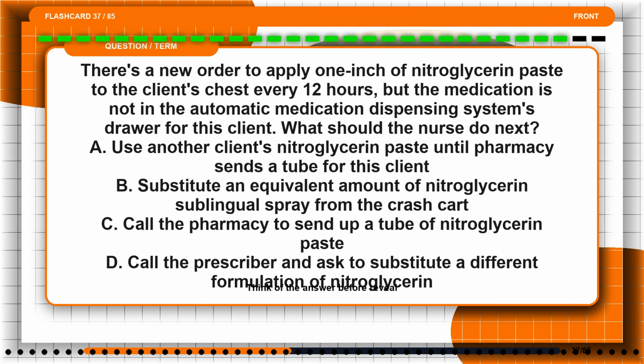Flashcard 37. There is a new order to apply 1 inch of nitroglycerin paste to the client's chest every 12 hours, but the medication is not in the automatic medication dispensing system's drawer for this client. What should the nurse do next? A. Use another client's nitroglycerin paste until pharmacy sends a tube for this client. B. Substitute an equivalent amount of nitroglycerin sublingual spray from the crash cart. C. Call the pharmacy to send up a tube of nitroglycerin paste. D. Call the prescriber and ask to substitute a different formulation of nitroglycerin. Think of the answer before the reveal.